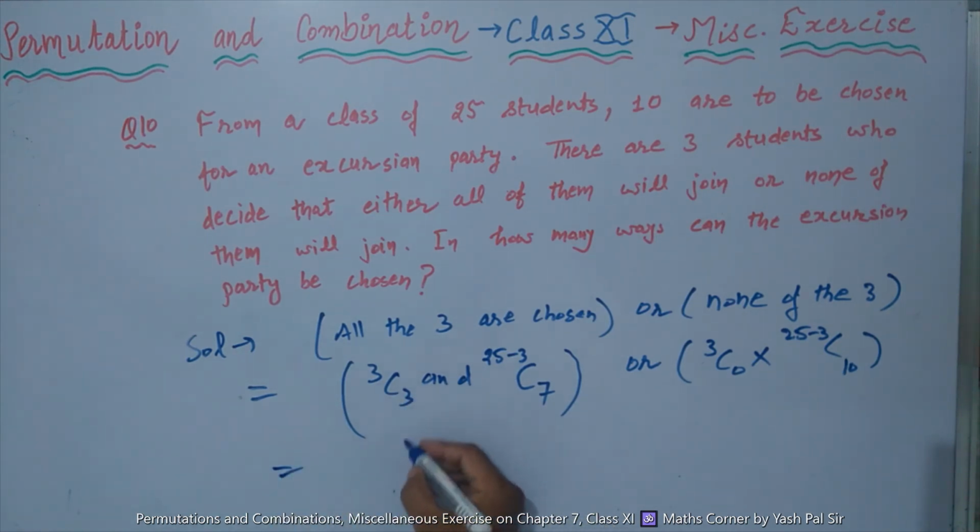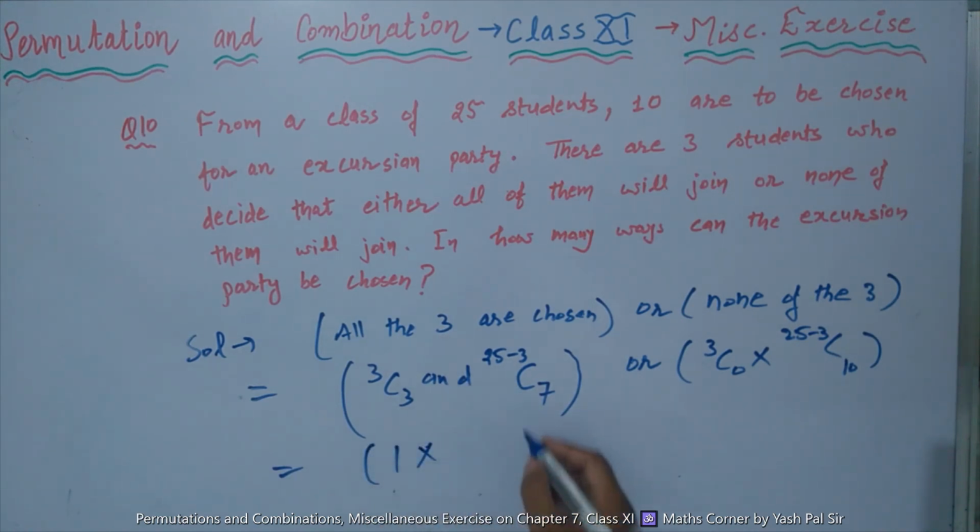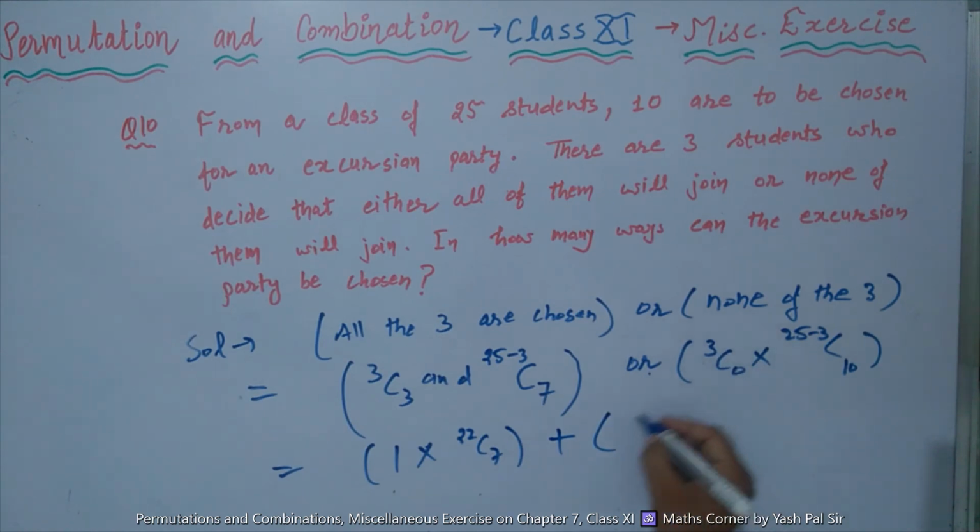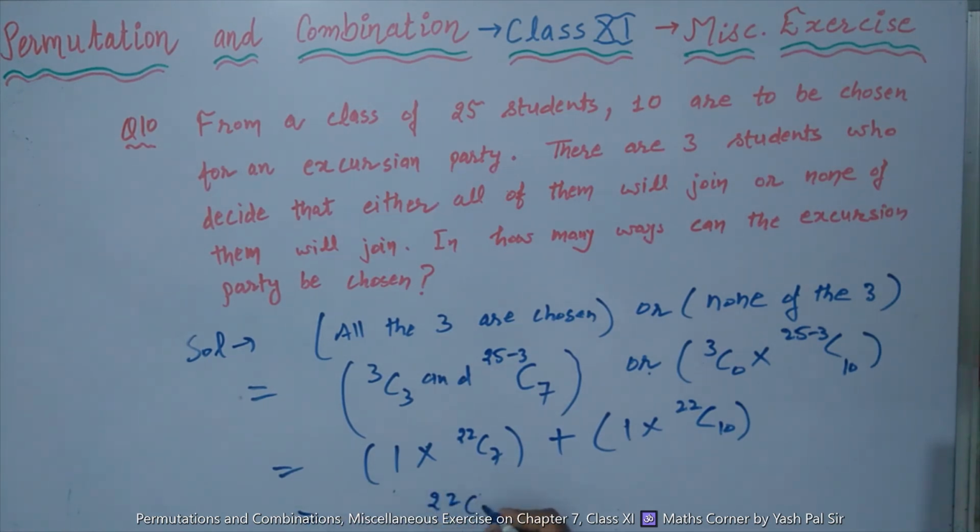This becomes 3C3 mean 1, and it becomes into 25 minus 3, 22C7, or plus 3C0 mean 1 into 22C10. So finally what we say, 22C7 plus 22C10 number of ways. This is the required result.